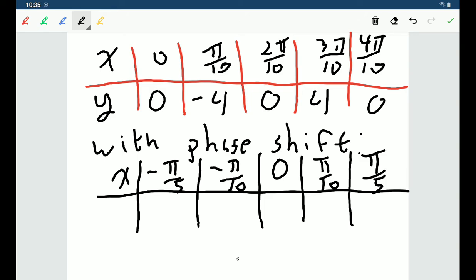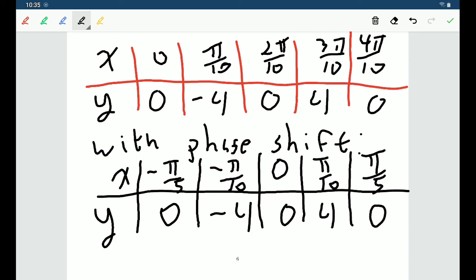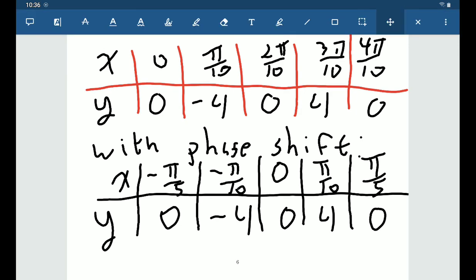Okay, and our y values are not going to change because, of course, there was no vertical shift for this graph. There was just a horizontal shift, a phase shift. So our tick marks are still going up by pi over 10. The lengths of our subintervals haven't changed. We just have taken the original 5 points and shifted them to the left by pi over 5. And so now let us plot our points.